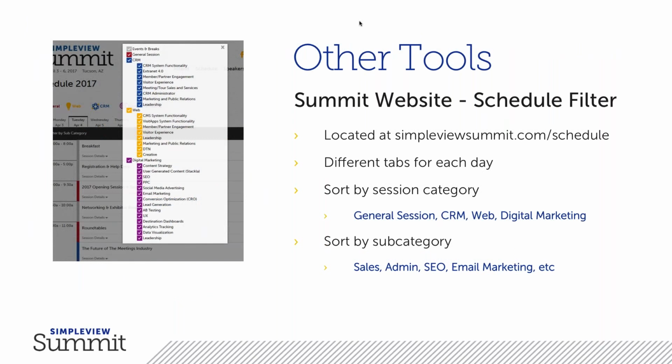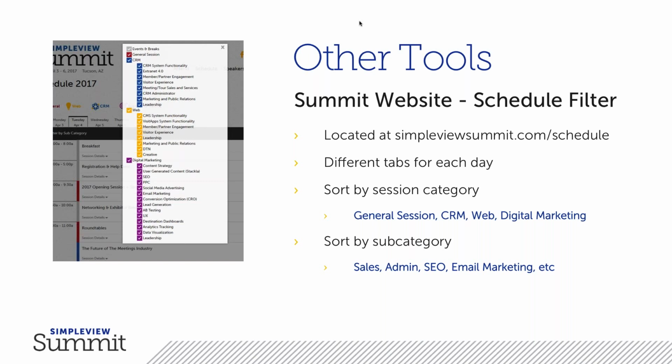We do, of course, have other tools in terms of keeping yourself organized. The Summit website is still there, just like it has been in previous years. It's at simpleviewsummit.com. Hopefully you have all already used that to get registered and download some information. The schedule is obviously still up there as well. It's one of the primary nav items, so you can just go straight to it at simpleviewsummit.com/schedule.